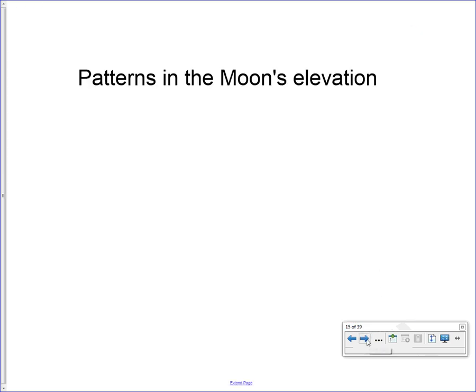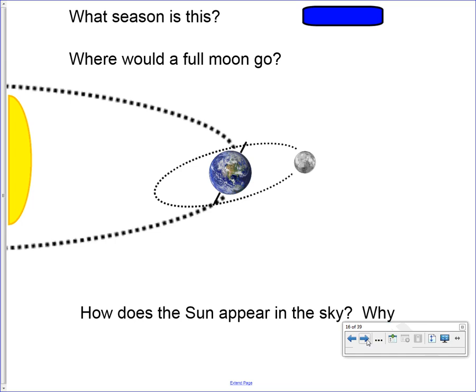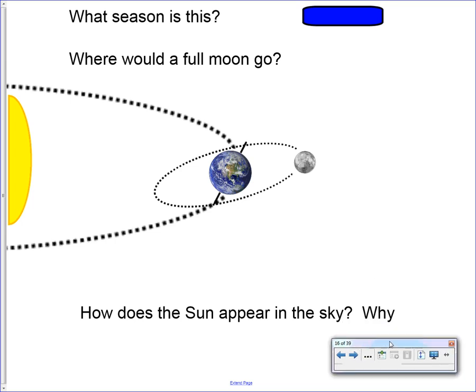Okay, patterns with moon's elevation. So the big thing here is the tilt of the Earth. And if we're going to assume the northern hemisphere, then we can figure out that the Earth is tilted away from the sun, or the northern hemisphere is tilted away from the sun, which makes it our winter. But notice during a full moon, our northern hemisphere is tilted towards the moon.